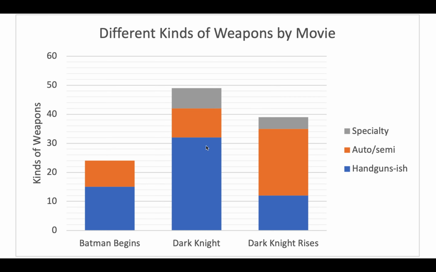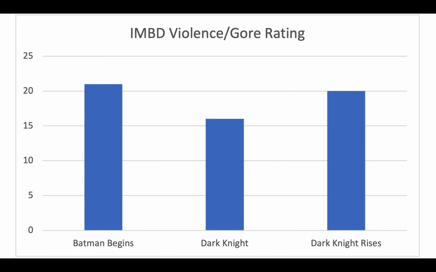As you can see, The Dark Knight has a lot of handguns, that kind of thing, versus The Dark Knight Rises has more automatic, semi-automatic. I feel like that really made the movie more helpless and more intense because they had those, versus in this one, it felt like a toss-up between the forces of good and evil because they were on the same playing field.